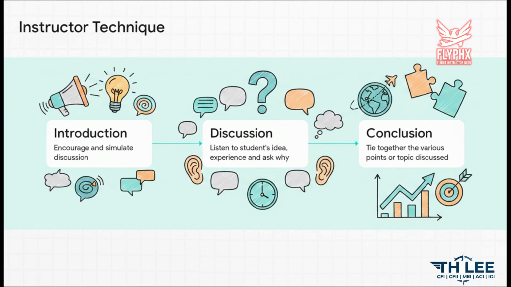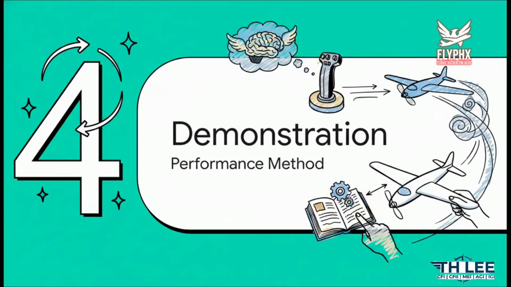You tie the various points up and clearly show the relationship between the textbook facts you discussed and their practical application. For example, you make absolutely sure they understand how the dry textbook definition of density altitude is actually going to affect their takeoff roll on the runway today. Next up is Phase 4, the demonstration performance method.